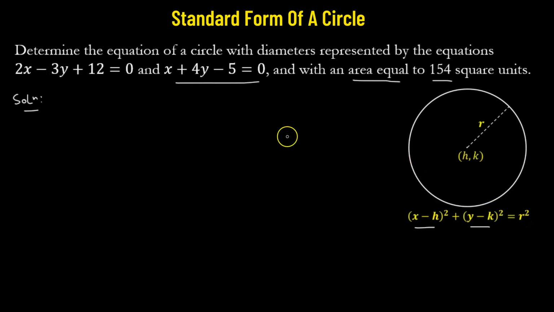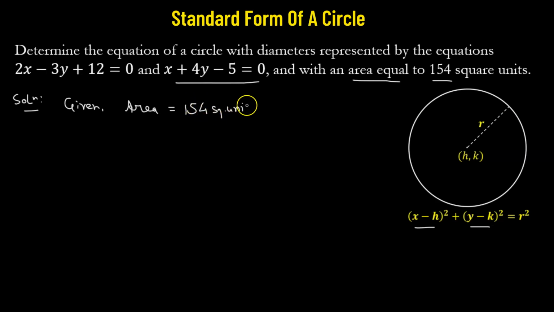So let's begin. Here in our problem, we do not have the information about the coordinates of the center as well as the radius of the circle. But that's not a big issue. Let's specify whatever we have been provided with. Here we are given the area, which equals, we know, 154 square units.